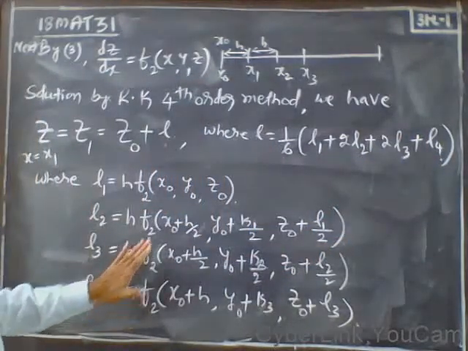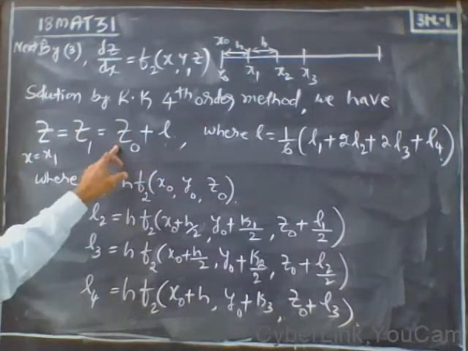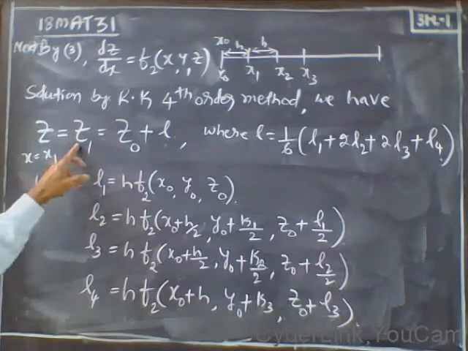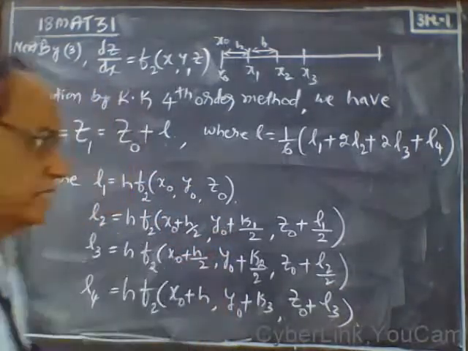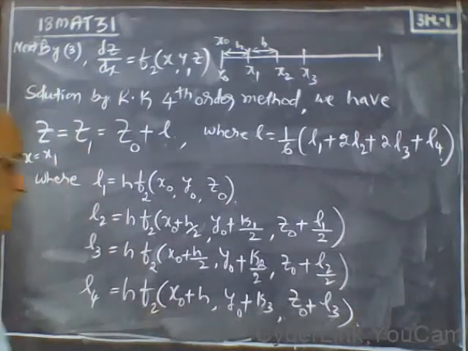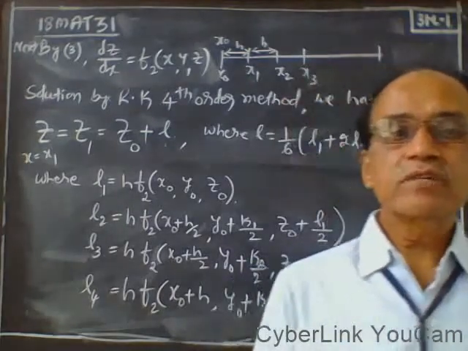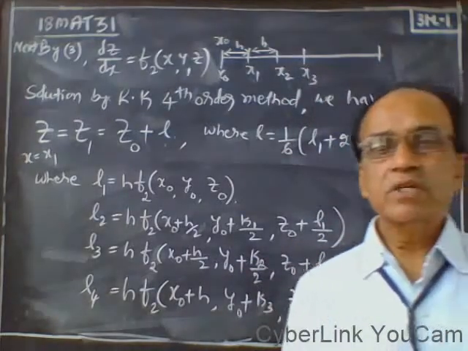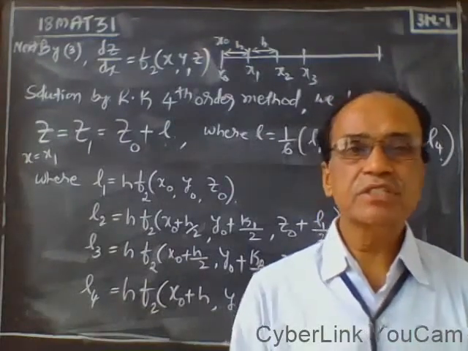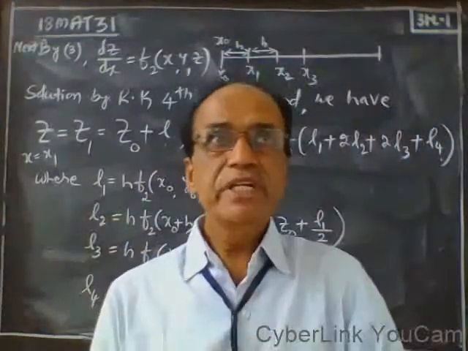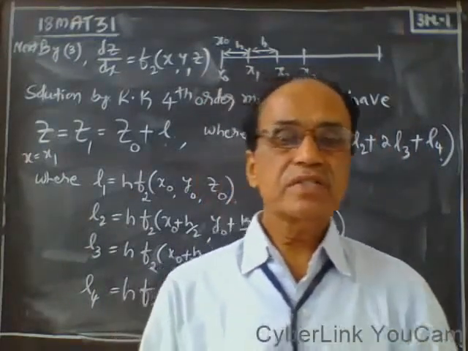After finding these four values, you calculate the value of l and add it to the initial value z0 to get the next value of z, that is called z1. So these are the sets of equations contributed by the Runge-Kutta fourth order method for the solution of a second order ordinary differential equation. Then you need to calculate the solution step by step.